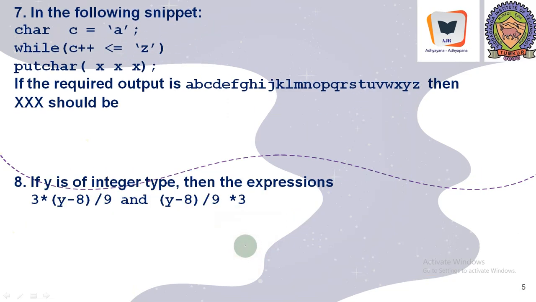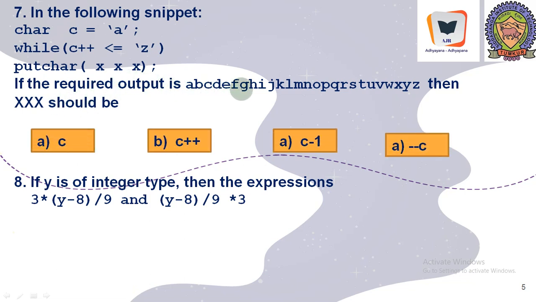In the following snippet, character C equal to A. C is a variable. It is initialized to A. Now, while C++, as soon as we say C++, it becomes B, less than or equal to Z. Yes. Putchar, what is to be printed over here? What is to be written over here? If the required output is A, B, C, D, E, F, G, H, I, J, K, up to Z, then let us see what happens if we put C over here.